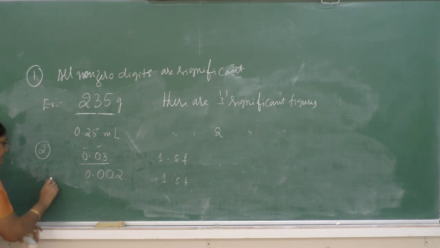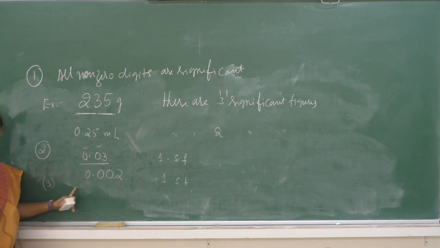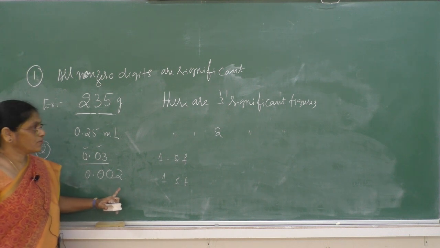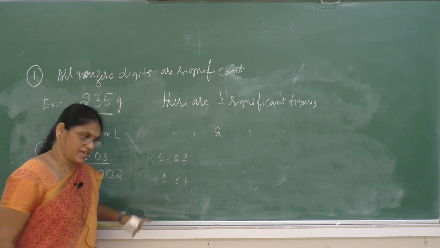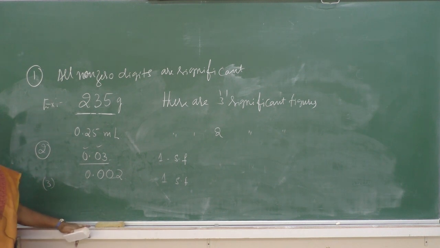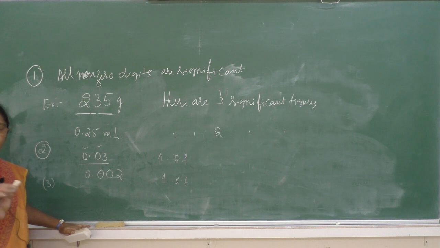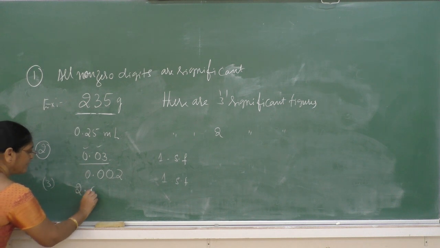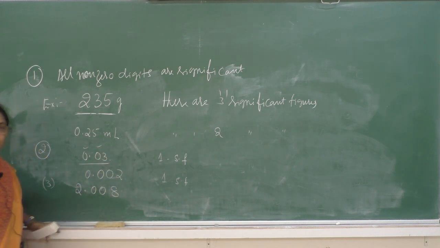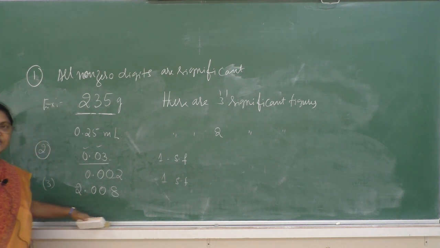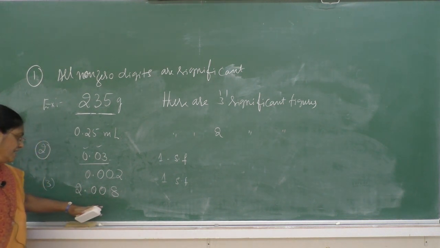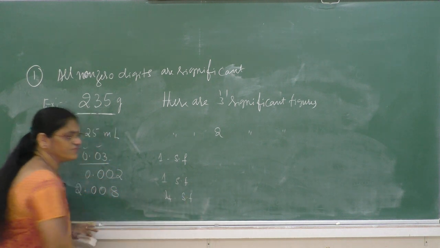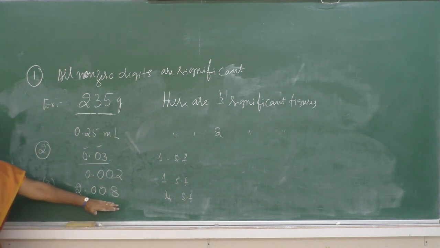Then the third rule says that the zeros between the non-zero digits are significant. The zeros between any two numbers are significant. For example, 2.008. How many significant figures are there in this number? 1, 2, 3, 4. 4 significant figures are present in this number.